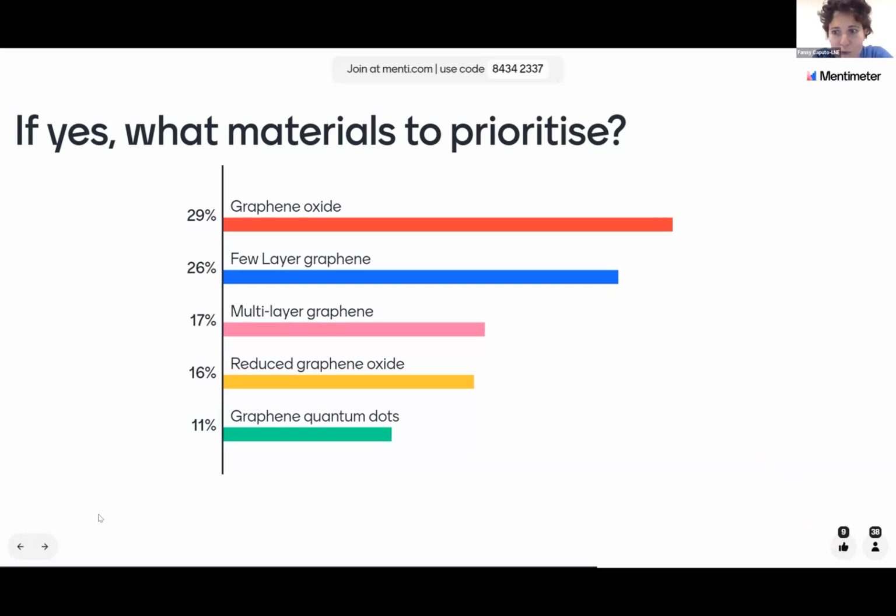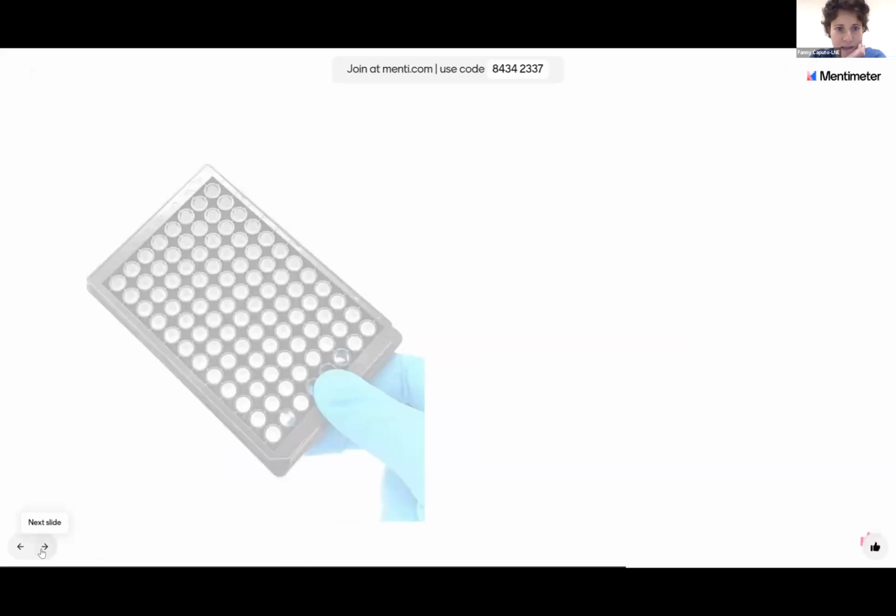I'll give you 30 more seconds to answer what materials to prioritize for the development of reference materials eventually, between graphene oxide, few layer graphene, multi-layer graphene, reduced graphene oxide, and graphene quantum dots. Okay, let's go. We will go to the next one then.